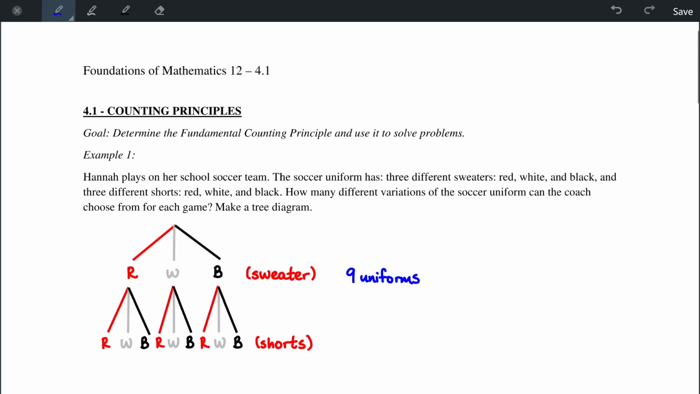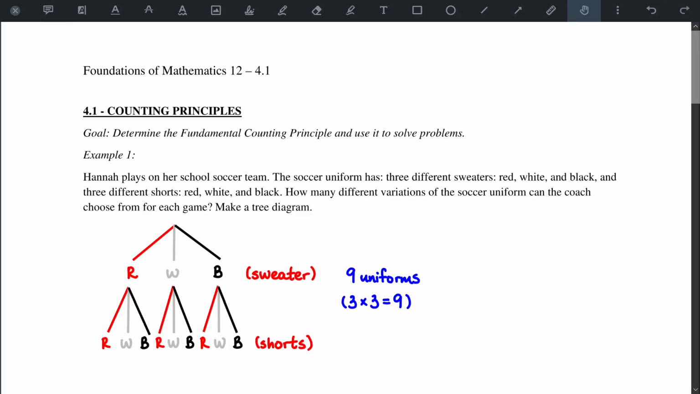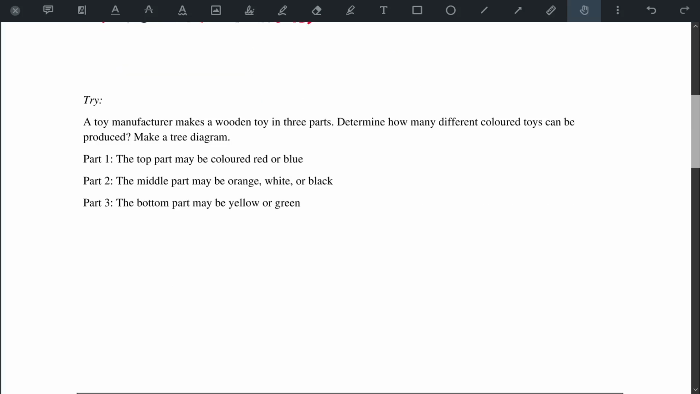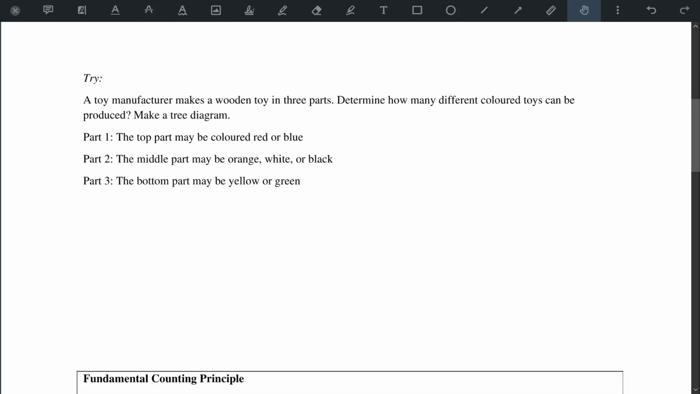And another way to consider this is simply 3 choices we have for the sweaters times 3 choices for the shorts gives us 9 uniforms. So that's certainly how we can handle the question with our tree diagram. However, we'll look at one more question where we use a tree diagram. Here we have a toy manufacturer that is making a toy with 3 parts. The top part is either red or blue. So go ahead and draw a color-coded tree diagram for that.